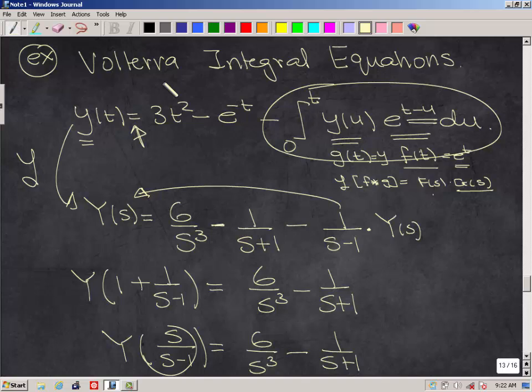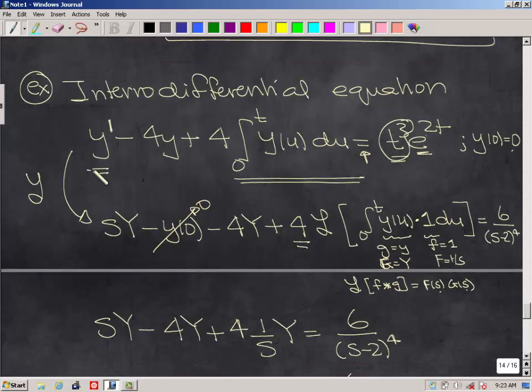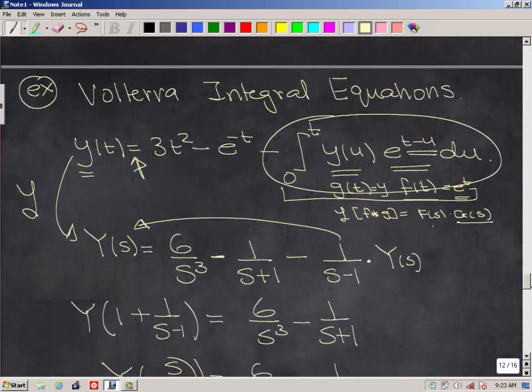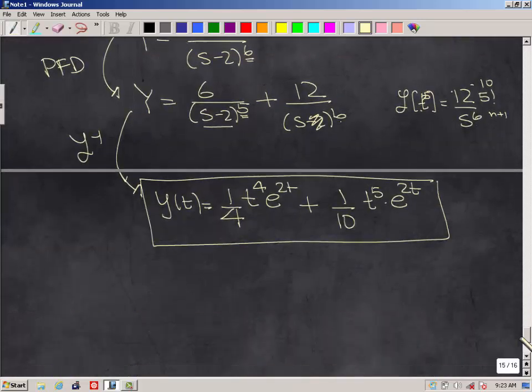Then it also lets us solve two special types of equations, one that involves an integral, and one that involves a derivative and an integral. Those are called integral differential equations. The other one is called the Volterra integral equation. Okay, that's what convolution will help us do.